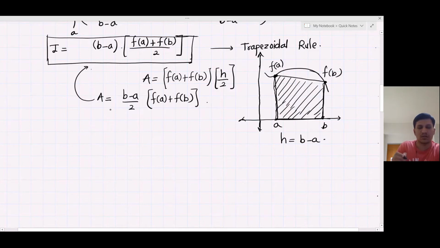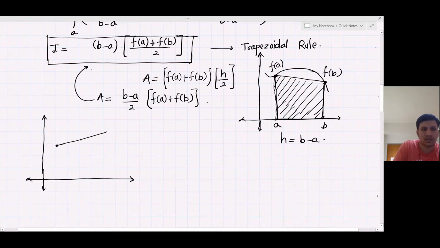Okay, so next is, if the actual curve is a straight line, then the answer given by the trapezoidal rule is accurate and the error in that case is 0.